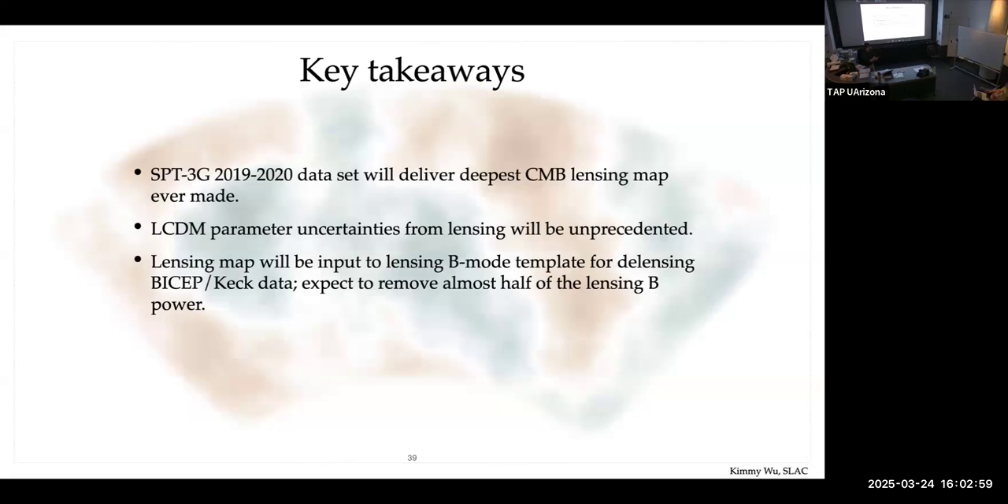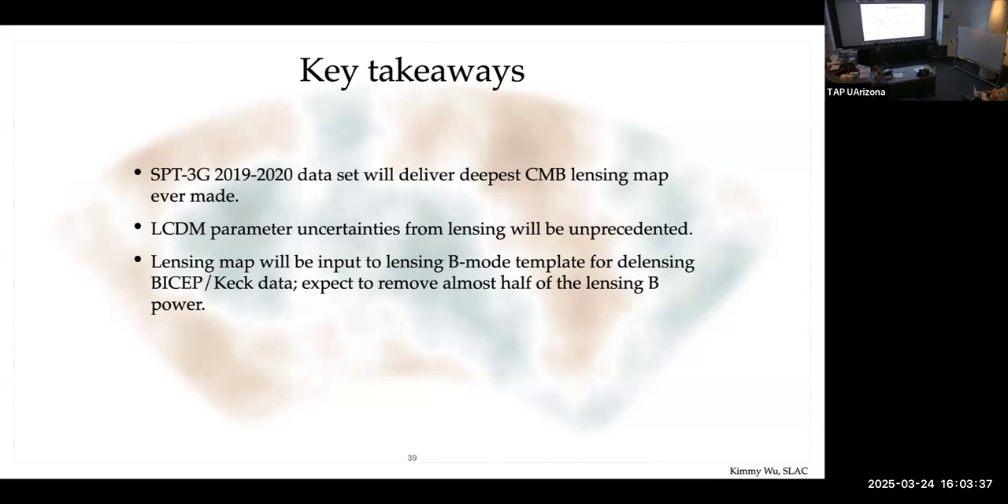So some key takeaways for this part of the talk: the 3G 2019-2020 data set will deliver the deepest CMB lensing map ever made to date. I'm really looking forward to this result coming out, so stay tuned. And the lambda CDM parameter uncertainties from this lensing map will be unprecedented. I'm very excited about that. And this lensing map will be used as input for a lensing BMO template for delensing BICEP Keck data, and we expect it to remove almost half of the lensing BMO power.